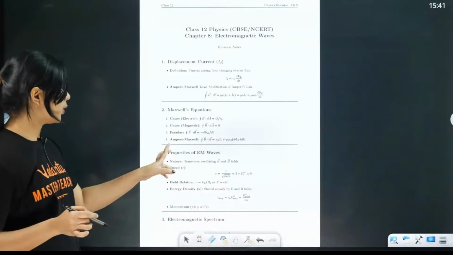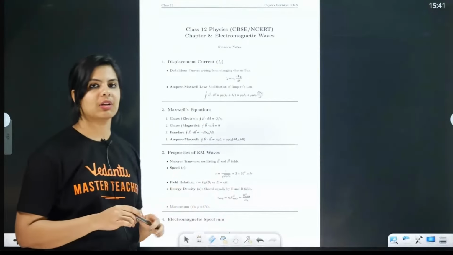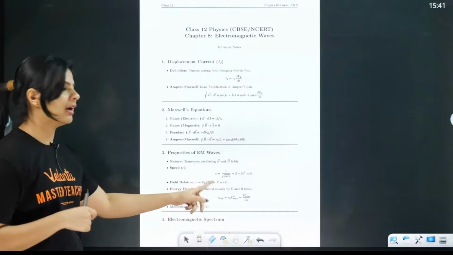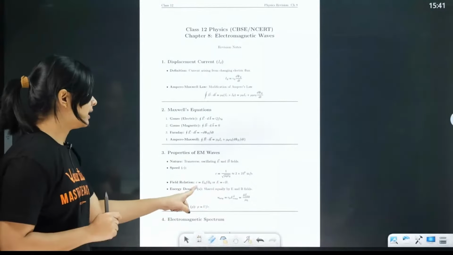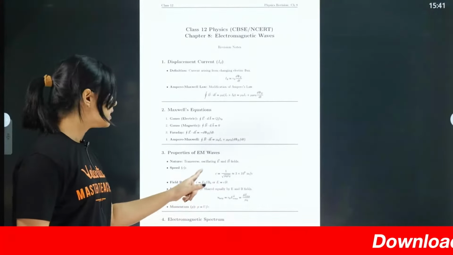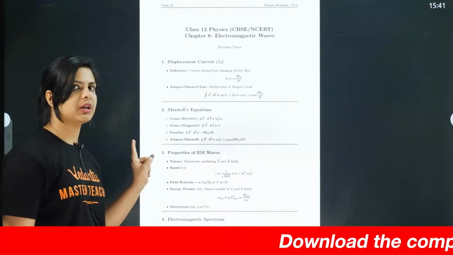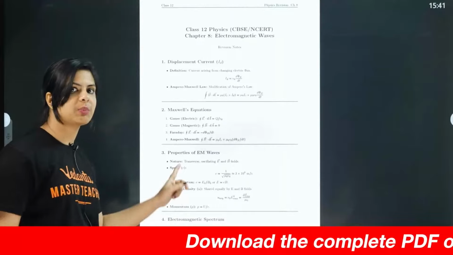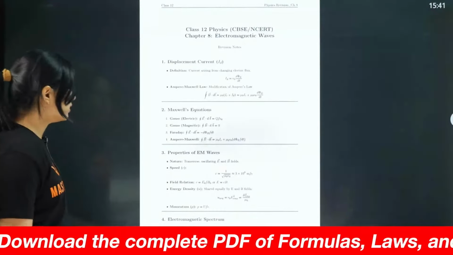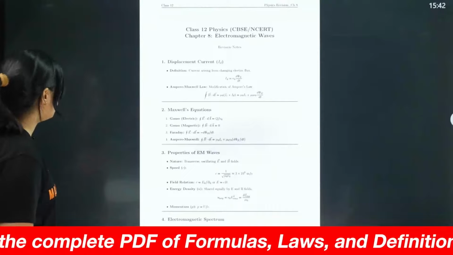Next, in the properties of electromagnetic waves, you should know the relation C equals 1 by root of mu naught epsilon naught, and the value is 3 into 10 to the power 8. Next, you should know the ratio E naught by B naught, which is nothing but C. This will help you to find some of the questions, already in the sample question paper we have applied this. Then the momentum is the energy divided by C.